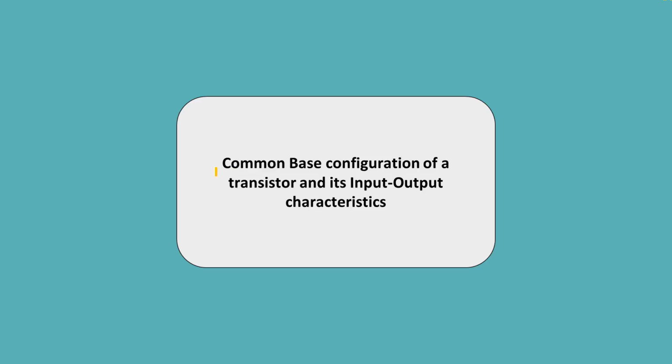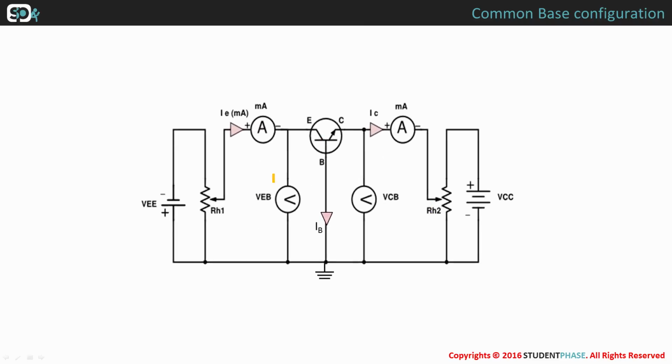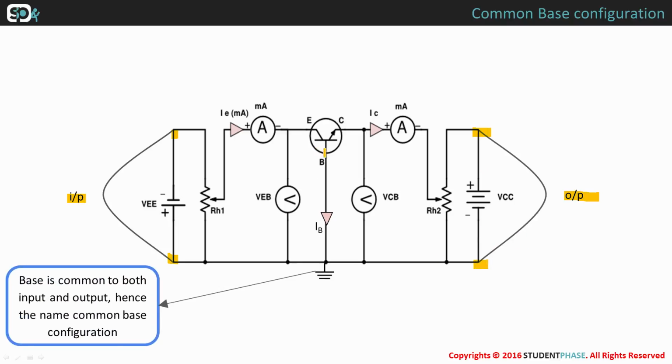In this video, you will be learning about the common base configuration of a transistor and its input-output characteristics. The figure shows the common base configuration of a PNP transistor. Input is applied between emitter and base, whereas output is taken from collector and base. Base is common to both input and output. Hence, the name common base configuration.